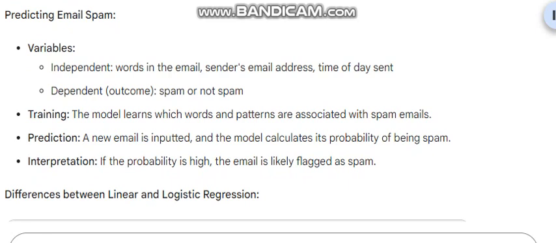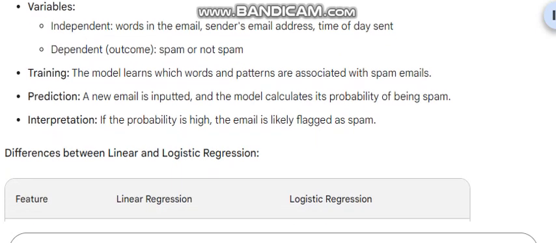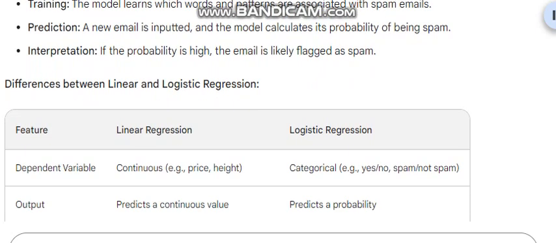Training. The model learns which words and patterns are associated with spam emails. Prediction. A new email is inputted, and the model calculates its probability of being spam. Interpretation. If the probability is high, the email is likely flagged as spam.